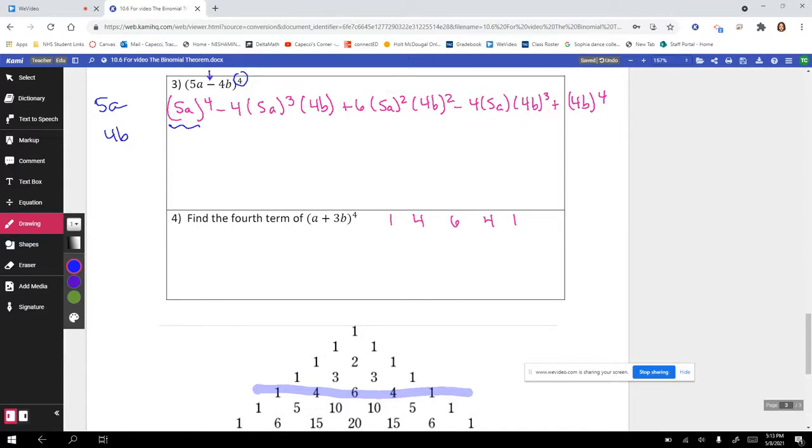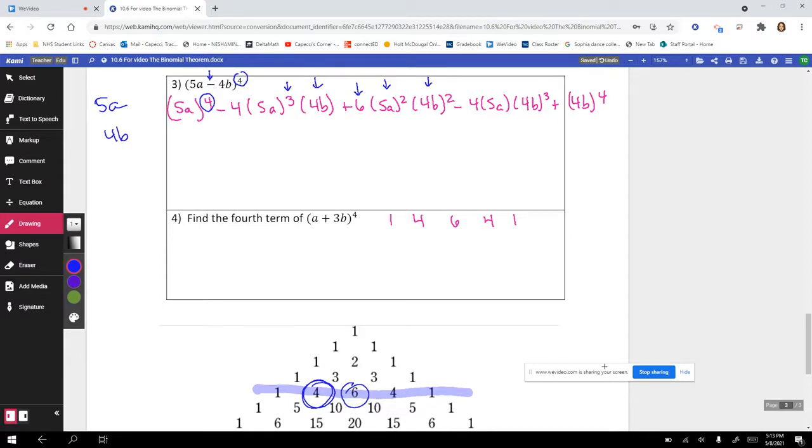So I have 5a to the 4th, and then again, here's my 4 from Pascal's triangle. 5a, now this goes to the 3rd, and I'm going to add 4b to the 1st. Again, using Pascal's triangle, I'm now at a positive 6. Now again, that 5a drops to the 2nd power, while the 4b raises to the 2nd power, and so on from there. Okay, now on this one, we're not done. So we have to clean everything up.